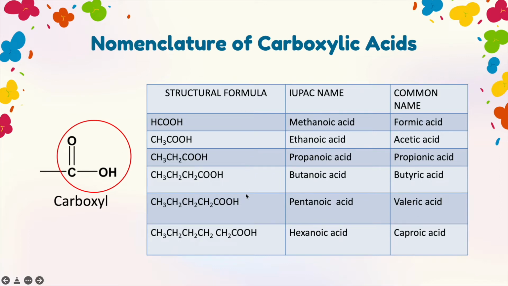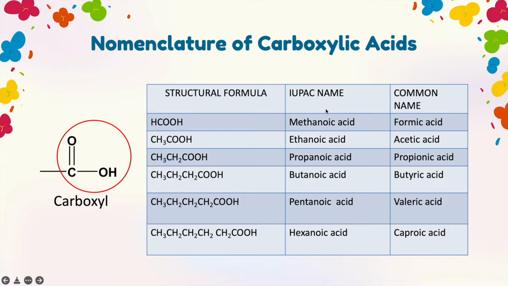Given are the structural formulae, IUPAC names and common names. The carboxylic acid with one carbon is called methanoic acid, and the common name is formic acid. The 2-carbon carboxylic acid is ethanoic acid, the IUPAC name, and the common name is acetic acid. For the 3-carbon carboxylic acid, the IUPAC name is propanoic acid, and the common name is propionic acid. And 4-carbon butanoic acid, butyric acid, and so on.